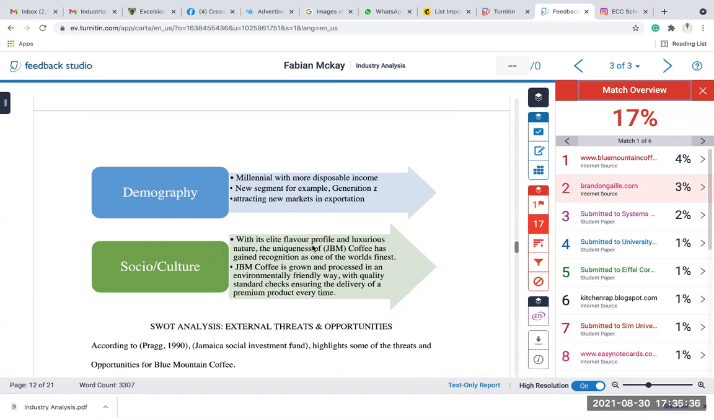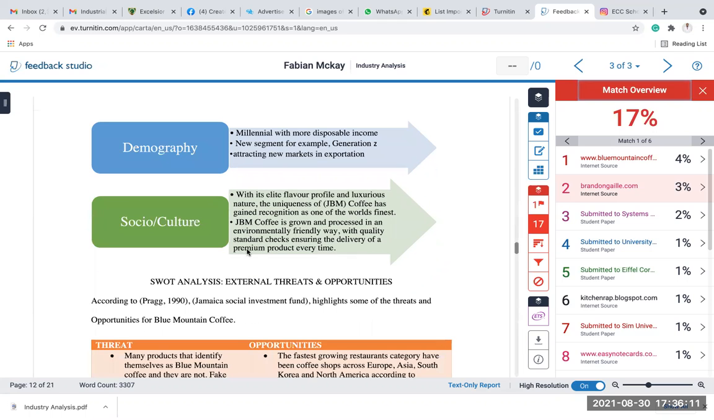Demography. Millennials drink. Are they the ones drinking Blue Mountain coffee? Yes, they are actually. They are looking to target the... What's JBM? What does that mean? Jamaica Blue Mountain. So is it called Jamaica Blue Mountain Coffee or is it Blue Mountain Coffee? I'm trying to understand which of the two names.